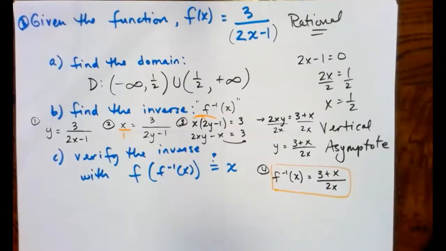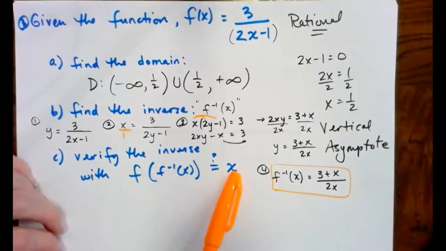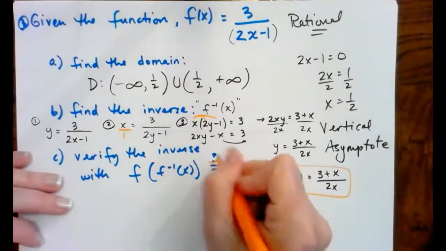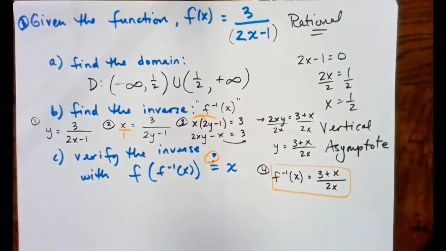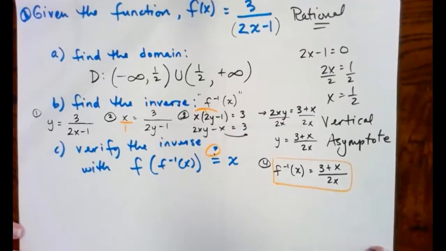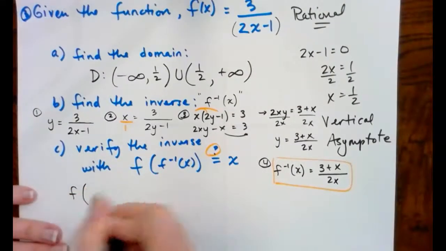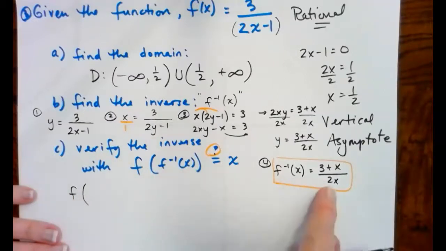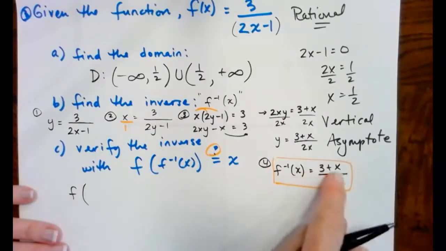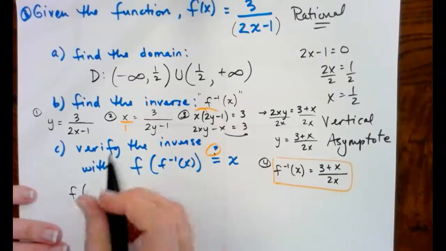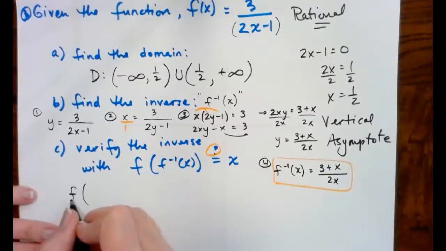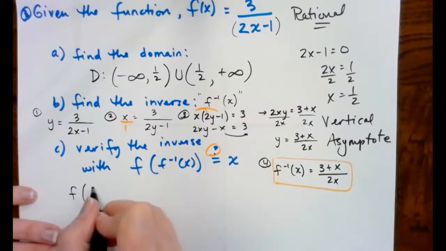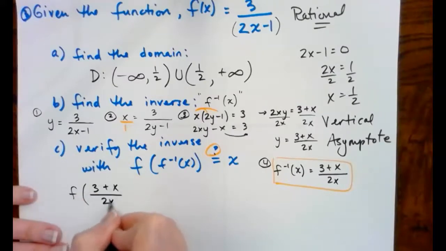Now, we're going to verify the inverse by asking this question. Does f of f inverse of x actually equal x? That's why I've got a question mark right there. So we're going to test this by using a composite function. So f of f inverse, well, this is f inverse. So we're going to plug (3 plus x) over 2x into our given function f and evaluate. So f of (3 plus x) over 2x.